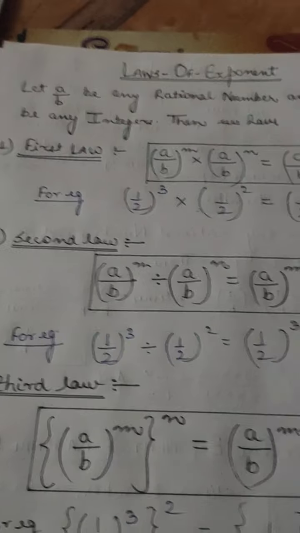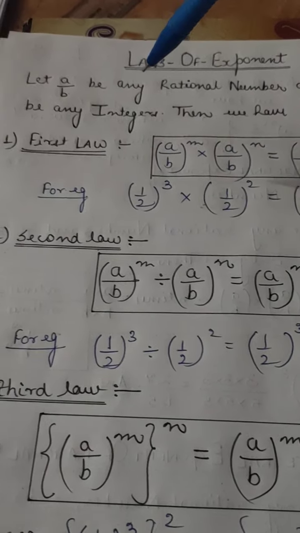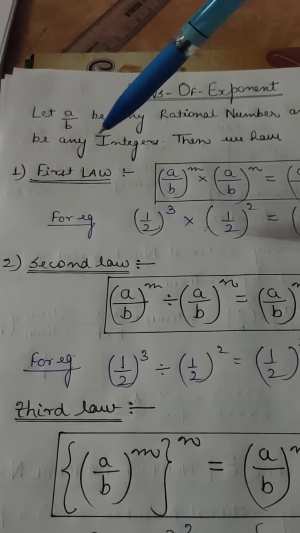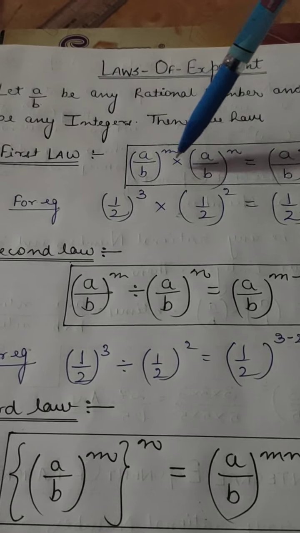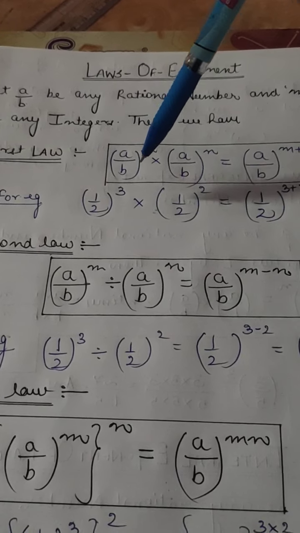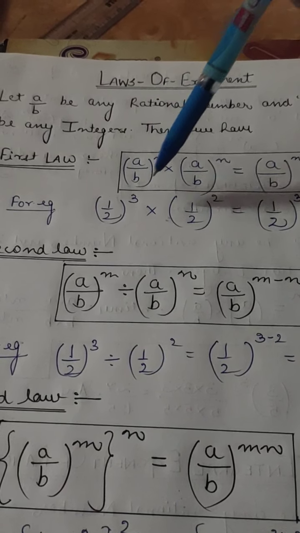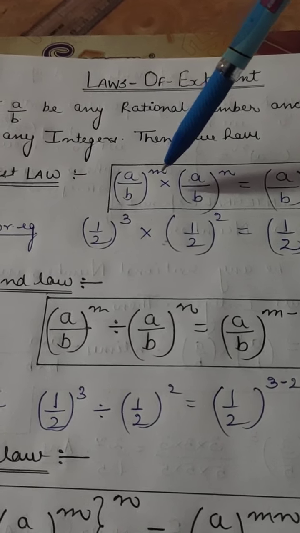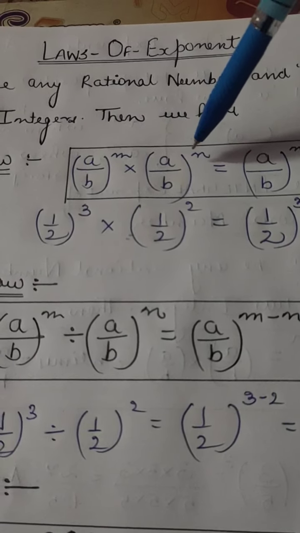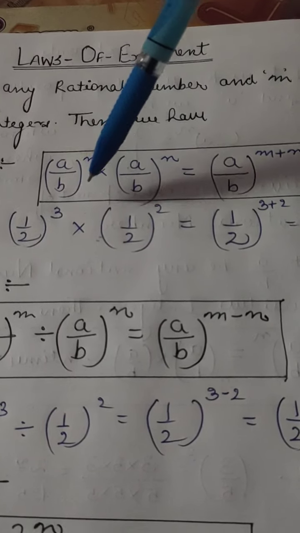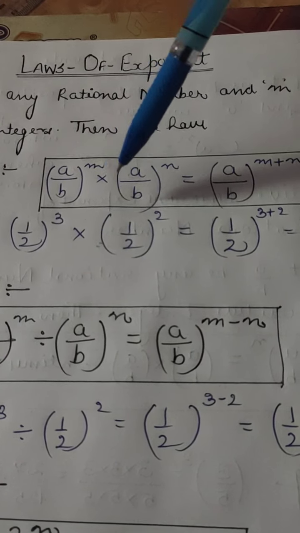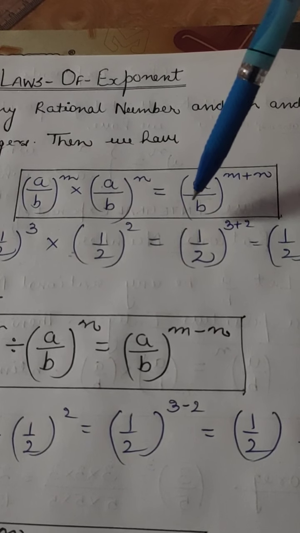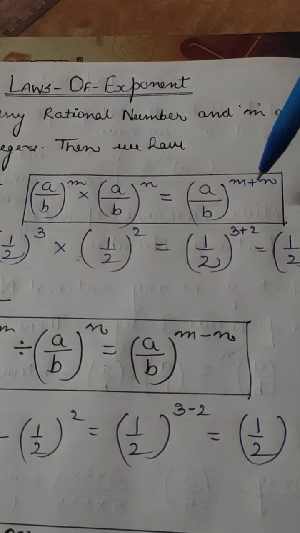Next comes the laws of exponents. Laws of exponents are applicable for rational numbers. The first law states that if we take two rational numbers and both rational numbers are the same, that is here a/b and here also a/b, but their powers are different: in the first rational number the power is m, and in the second the power is n. Then, in between both these rational numbers, a multiplication sign is there. So what we do is write that rational number and the powers get added.